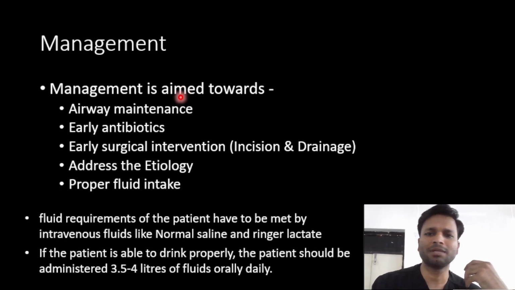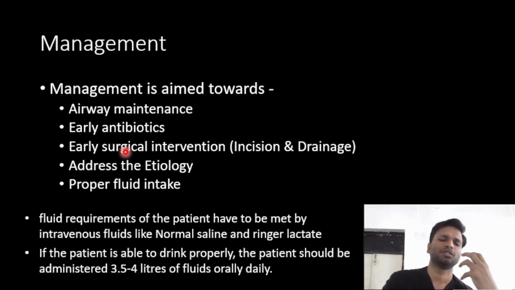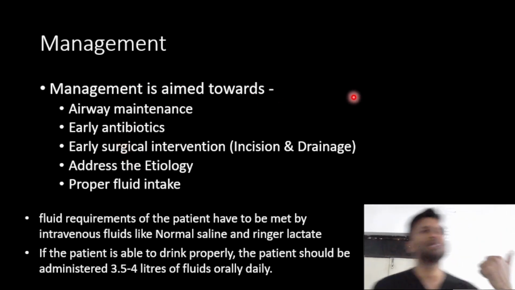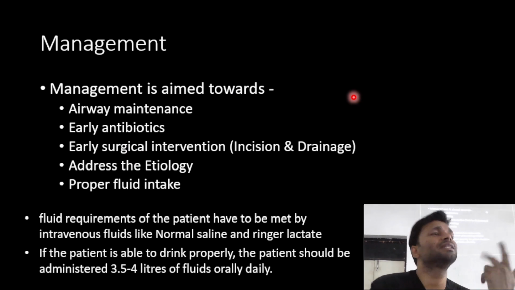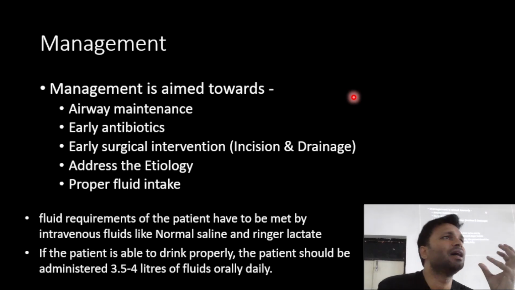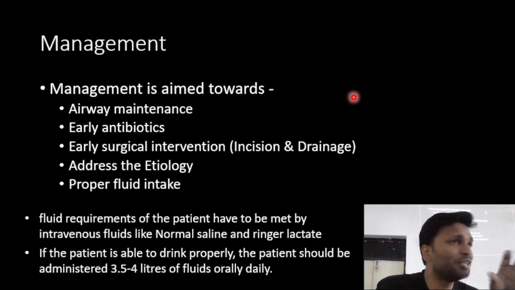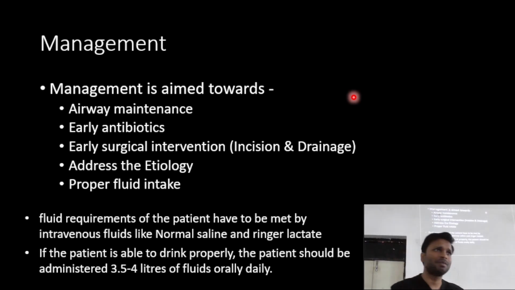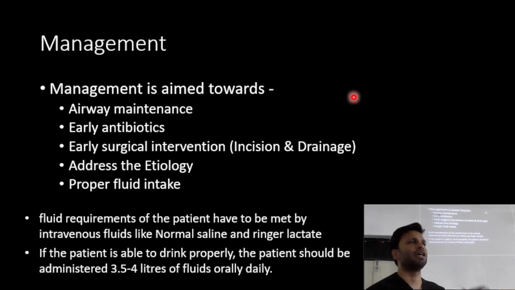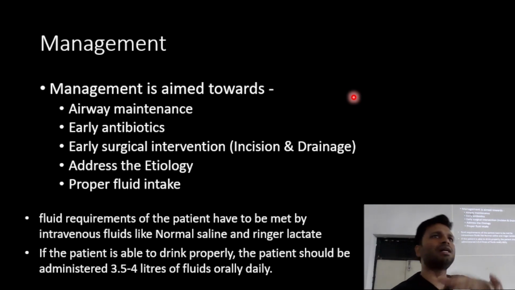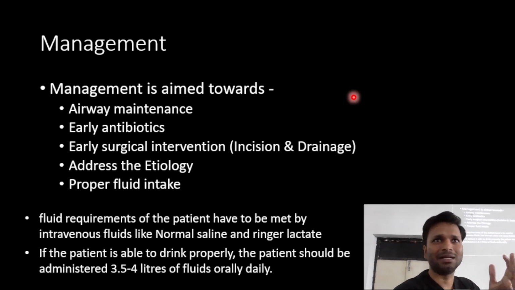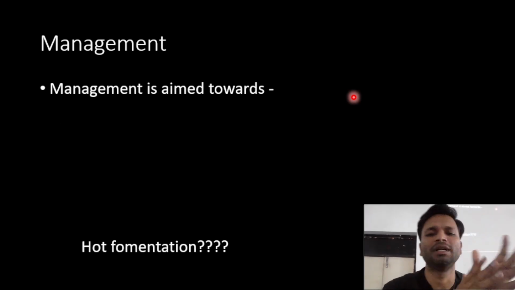So, these are the steps in management of the space infection. That is airway maintenance, early antibiotics, early surgical intervention, that is IND, and we have to address the etiology. If the caries tooth is there and you think you can save the tooth with root canal treatment, then you go for root canal treatment. If you think the tooth cannot be saved by root canal treatment, extract the tooth, okay? If there is an etiology of infected implant, dental implant, take the implant out. And the last thing, hot fermentation.